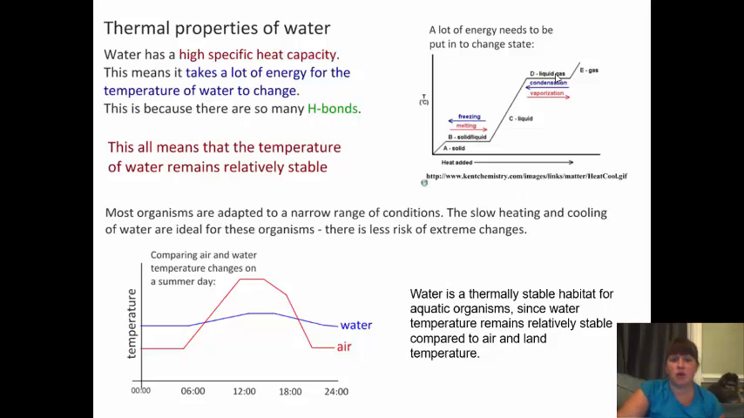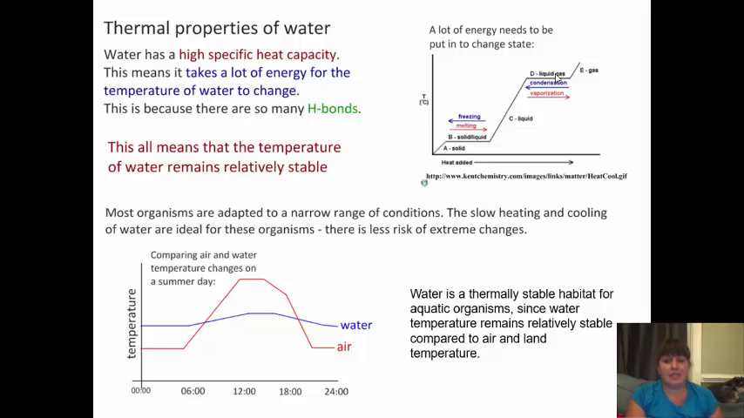So this means that the temperature of water remains relatively stable. Most organisms are adapted to a narrow range of conditions. The slow heating and cooling of water are ideal for these organisms. There's less risk of extreme changes within the organism itself.